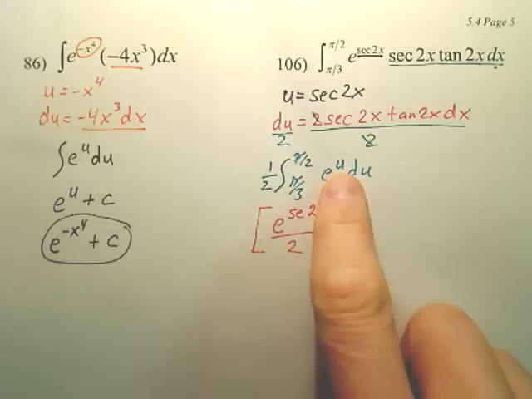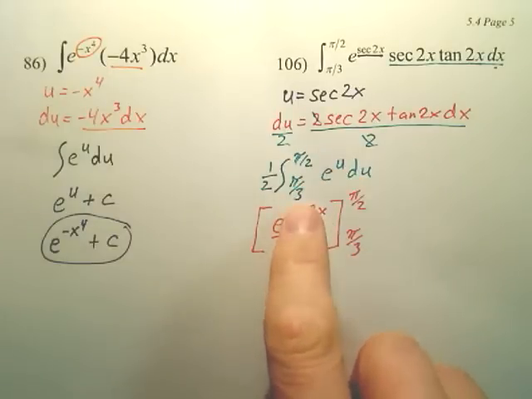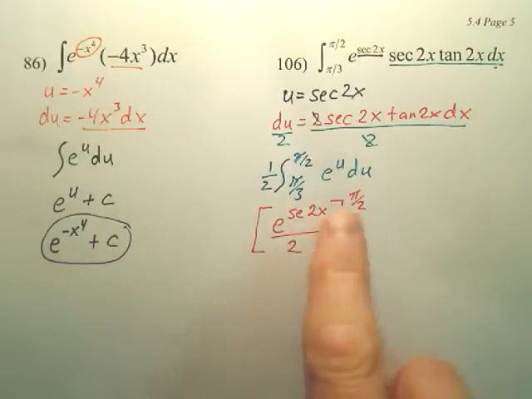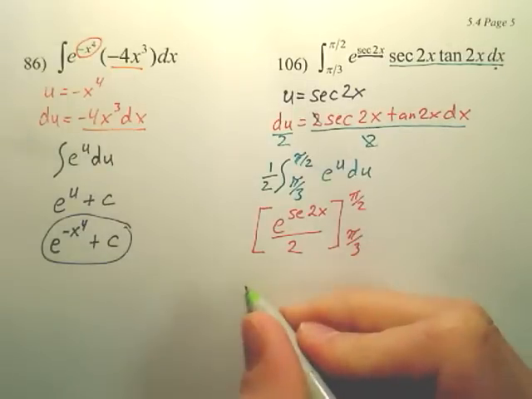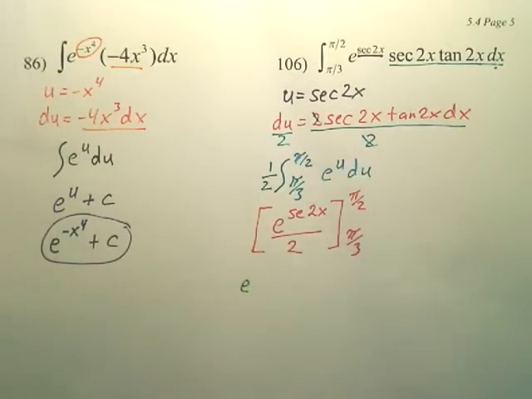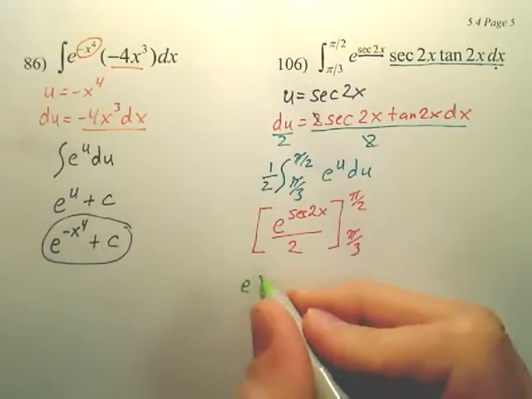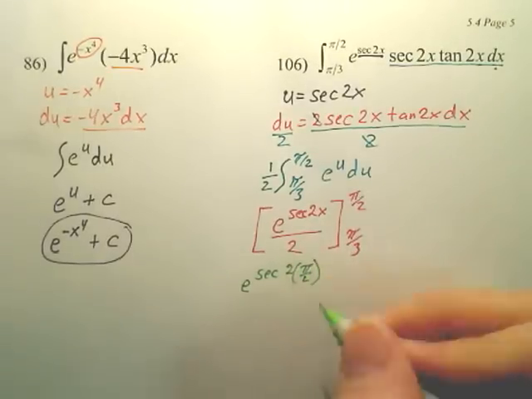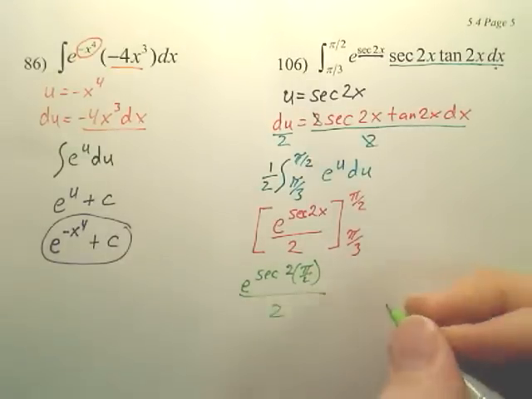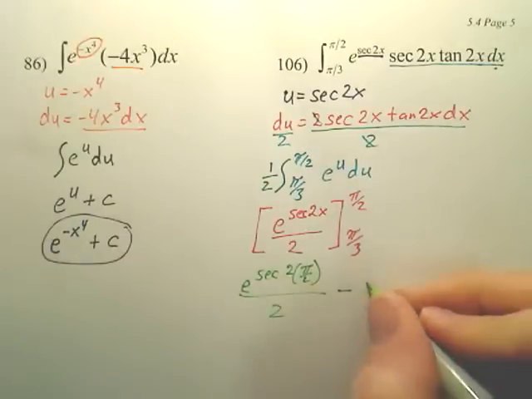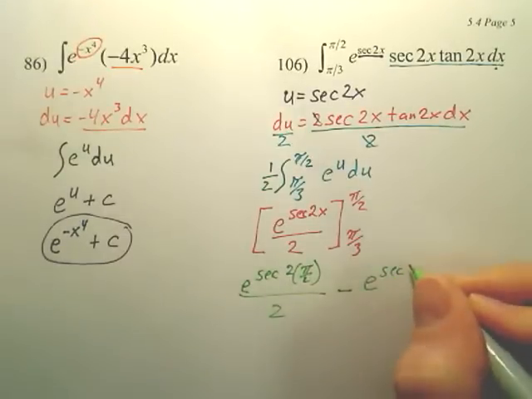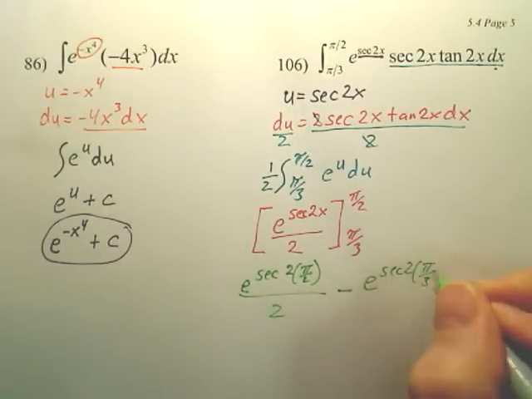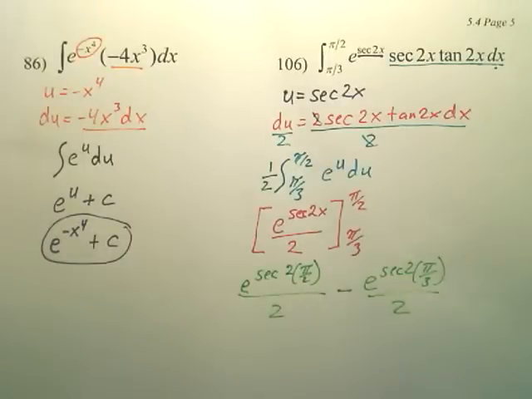Now, you could have left it in terms of u and changed the interval. I put the u back in and kept the interval as is. So, we now have, I can't spell secant. There she is. Okay, we have e to the secant 2 times pi over 2, all over 2, minus e to the secant 2 times pi over 3, over 2.